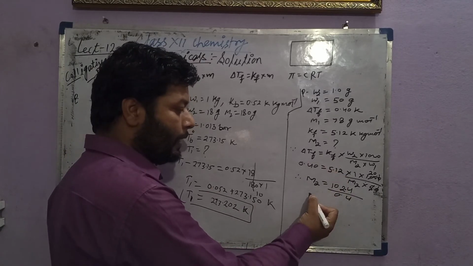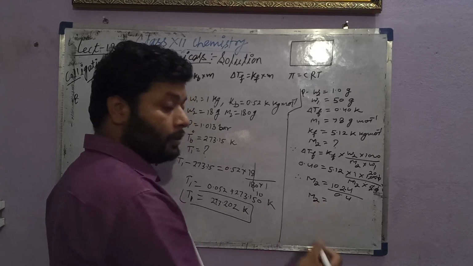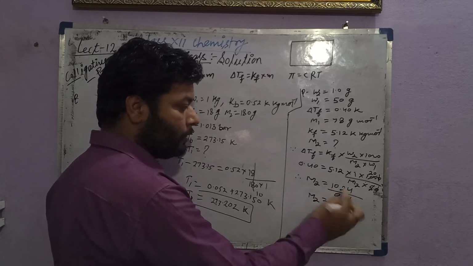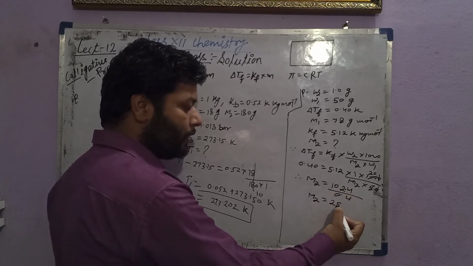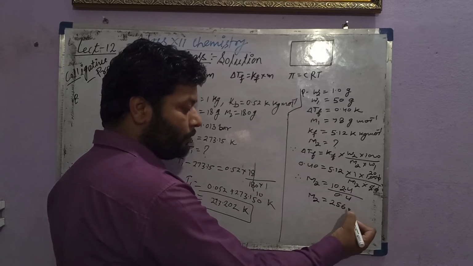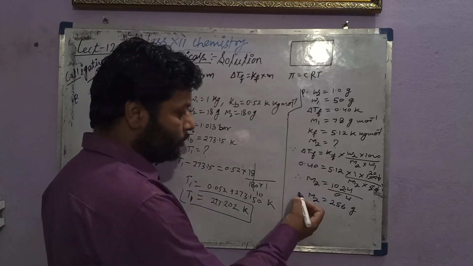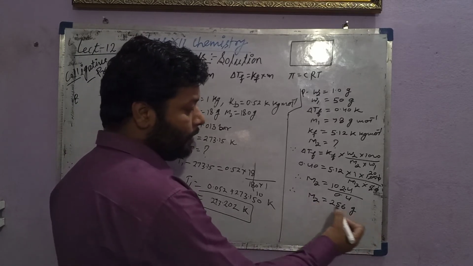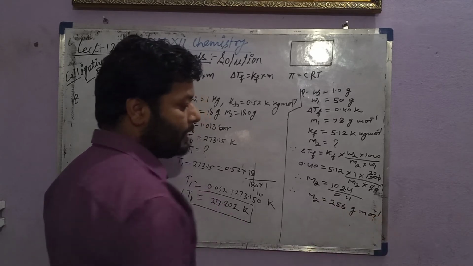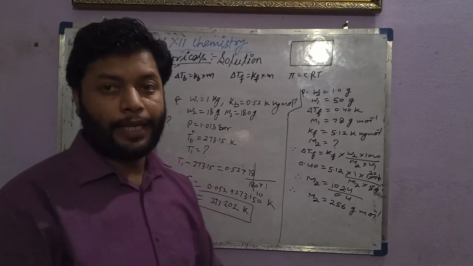The M2 will come as, just take the table of 4. 4 2s are 8, 4 5s are 20, 4 6s are 24. 256 gram. I think the value of M2 will be 256 gram per mole. That is the molar mass of M2, 256 gram per mole. Okay, fine, that is the answer.